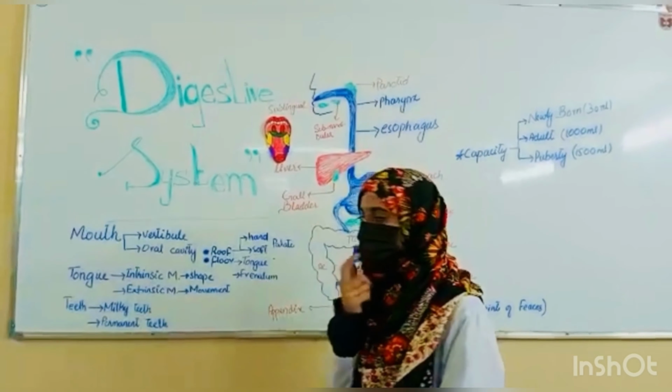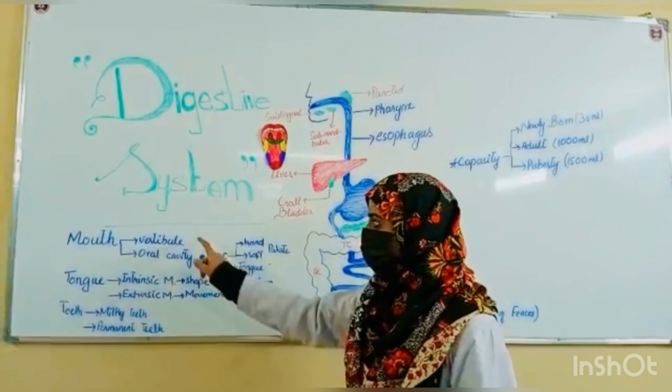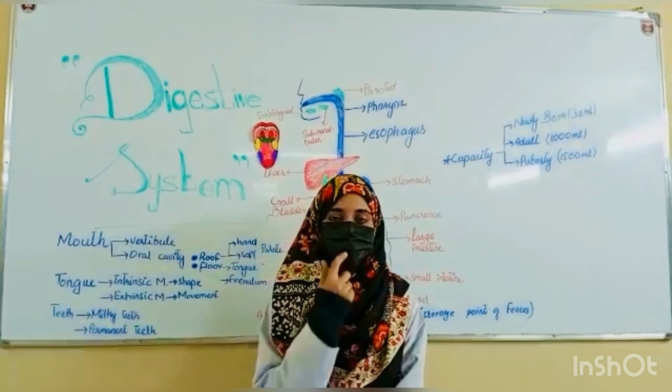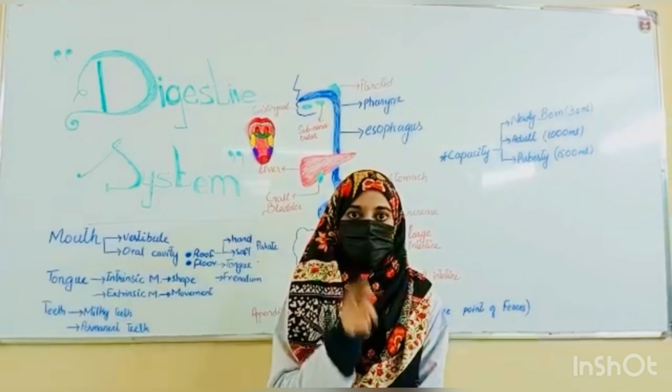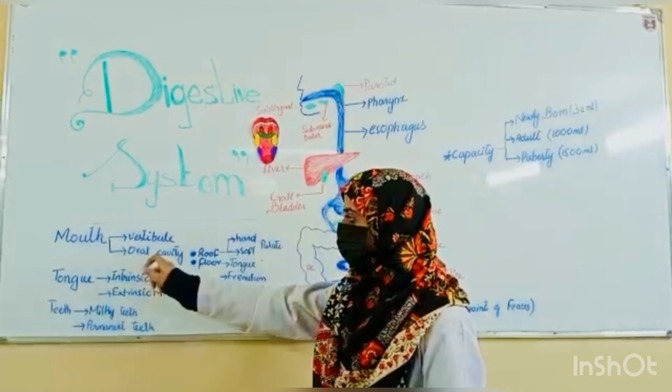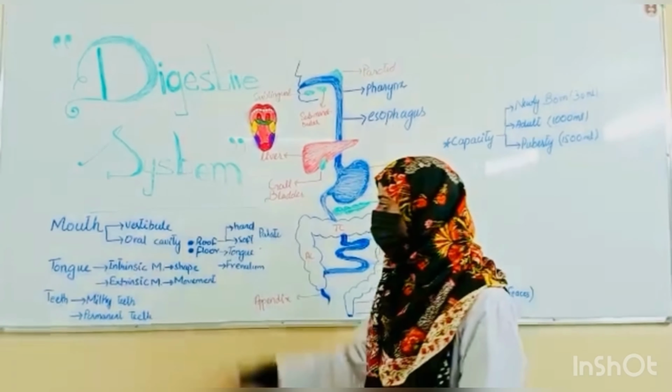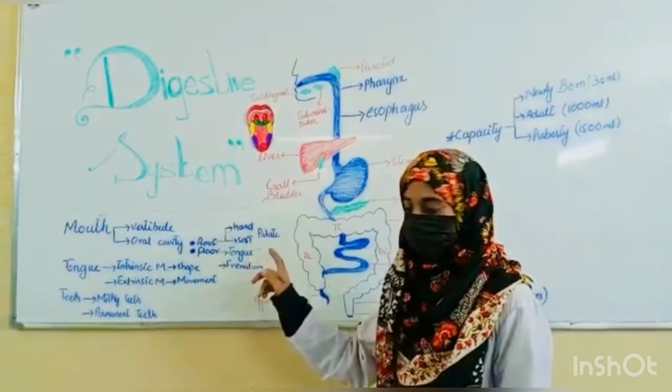And the second is our lips. And then it also has the internal part. The internal part mainly consists of our tongue and the gums. Now the second part of the mouth is the oral cavity. The oral cavity has two parts, the roof and the floor.